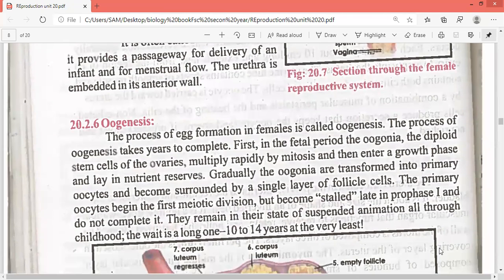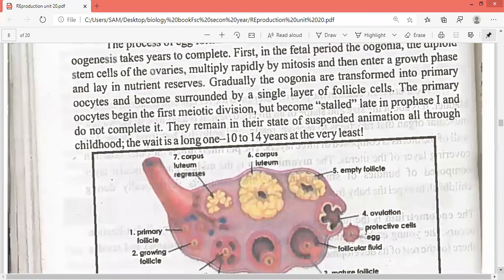So the primary oocyte begins the first meiotic division but becomes stalled, meaning arrested late in prophase 1, and does not complete it. They remain in their state of suspended animation all through childhood. प्रोफेज 1 में अरेस्ट होता है, स्टॉल होता है, रुक जाता है ये प्रोसेस। फिर कब स्टार्ट होगा? ये वेट ज्यादा नहीं है, एटलीस्ट इसको इतना वेट करना है कि बच्ची 10 to 14 ईयर्स की हो जाए, ठीक है?